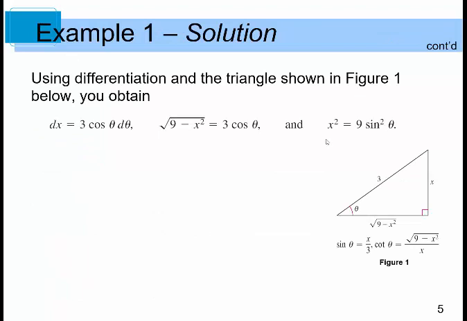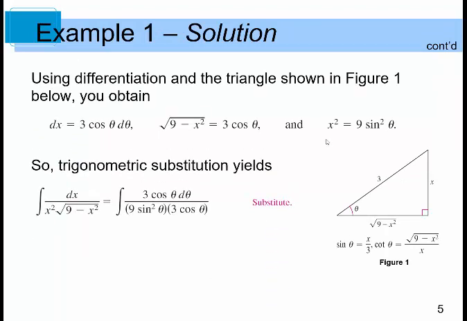Now watch what happens when I substitute this stuff back in. This original integral, the integral of dx over x squared, square root of 9 minus x squared, is equal to, well, dx gets replaced with 3 cosine of theta d theta. Awesome. x squared gets replaced with 9 sine squared of theta, right over here. And this crazy hard radical, the square root of 9 minus x squared, gets replaced with just simply 3 cosine of theta. So now it's all in terms of trig. Well, it's actually not that bad.